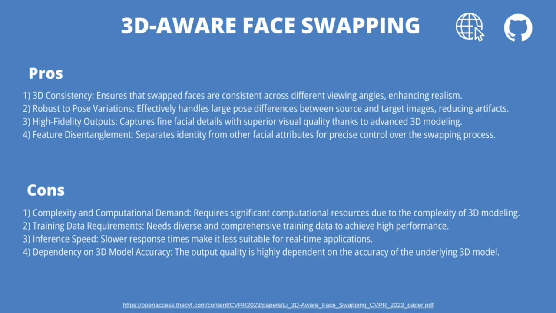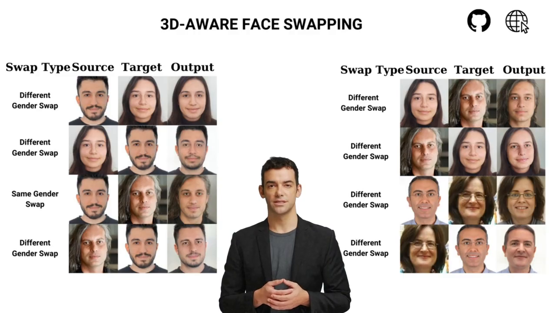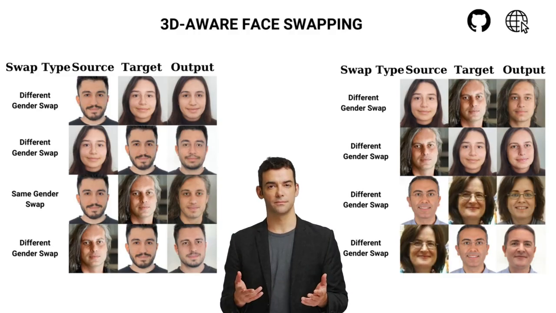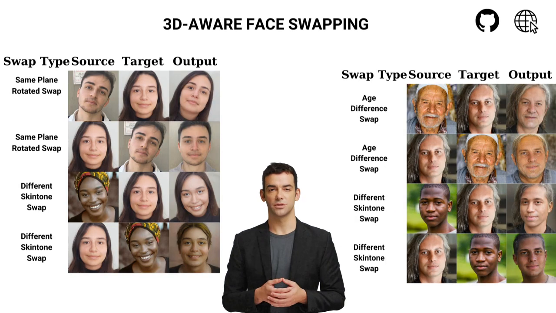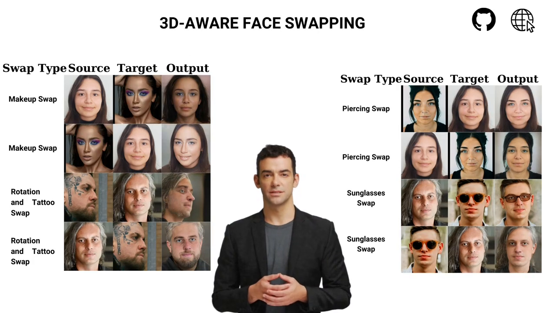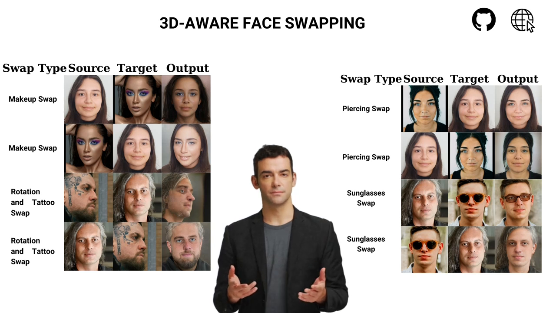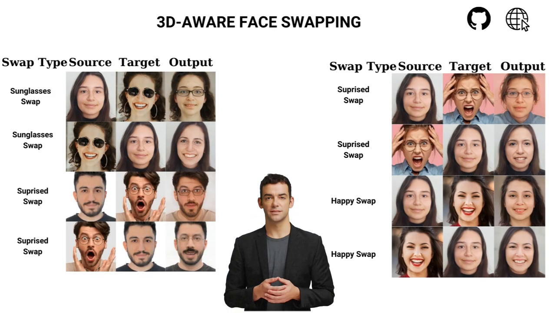Here are some pros and cons of the 3D-aware face swapping method. The model performs well in basic swaps. It performs relatively well in a 45-degree swap, but not in a 90-degree swap. The model doesn't perform well with skin color differences. The model performs really badly with facial accessories. As we can see, it also performs badly in different emotion swaps.